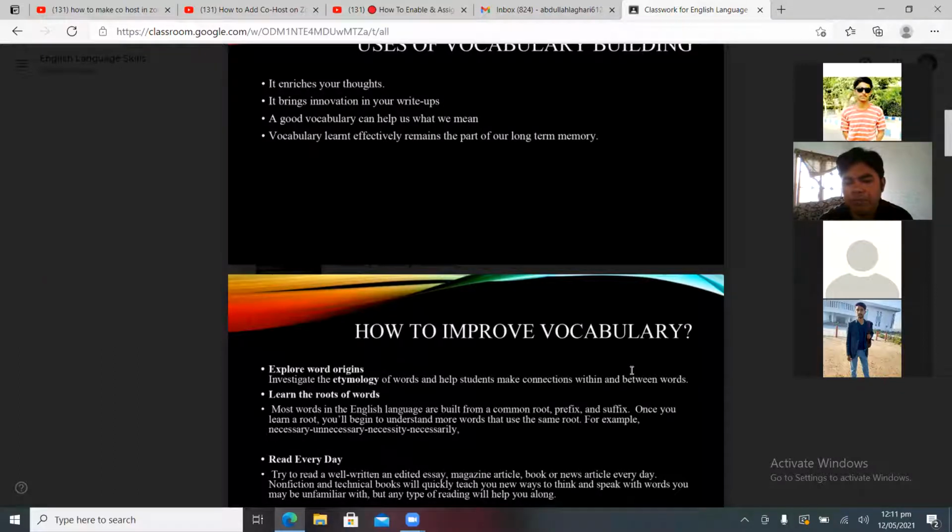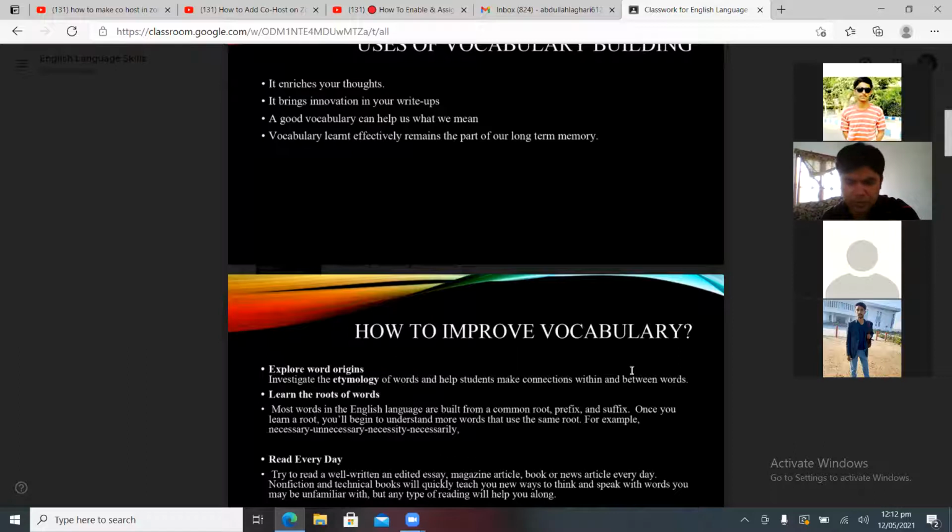Through exploring word origins, we can remember many words from the one word. For example, let's say the word is construct, right? Construct is a verb, construction is a noun. Where does this construction come from? That comes from the verb construct. Construction is a noun, constructive can be an adjective, constructively can be an adverb also. By exploring the origin of words, we can enhance our vocabulary as well.